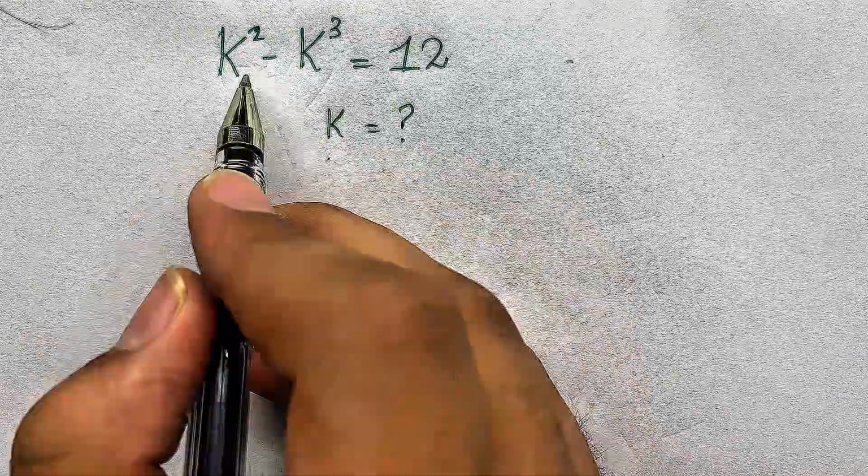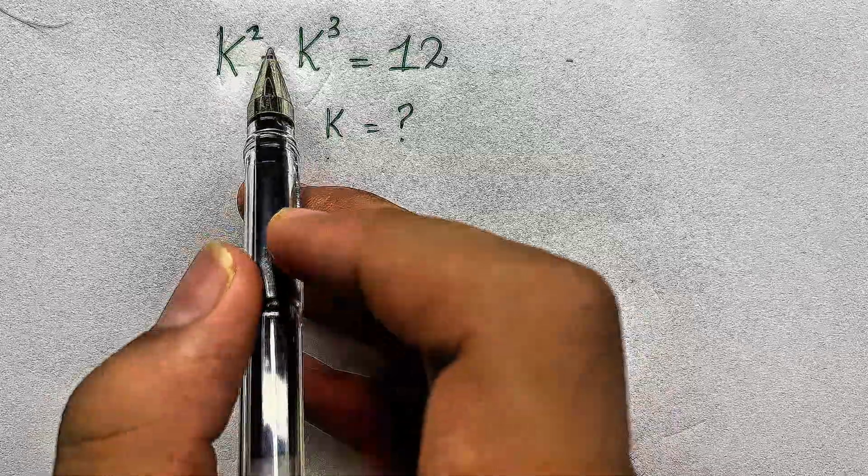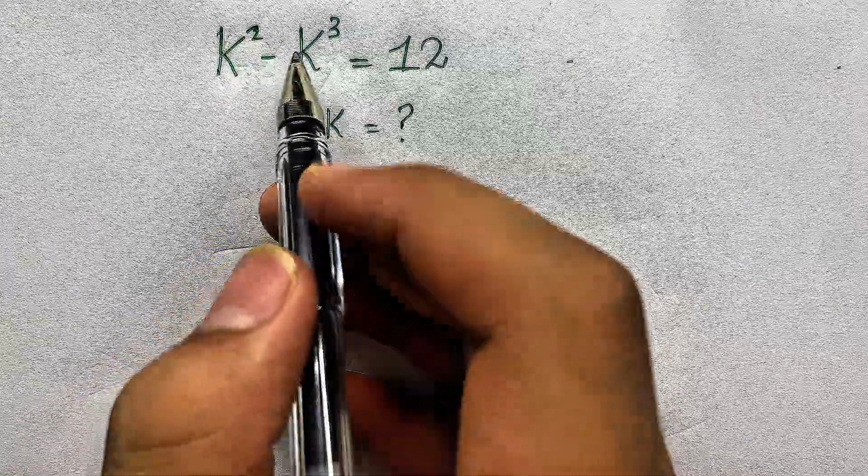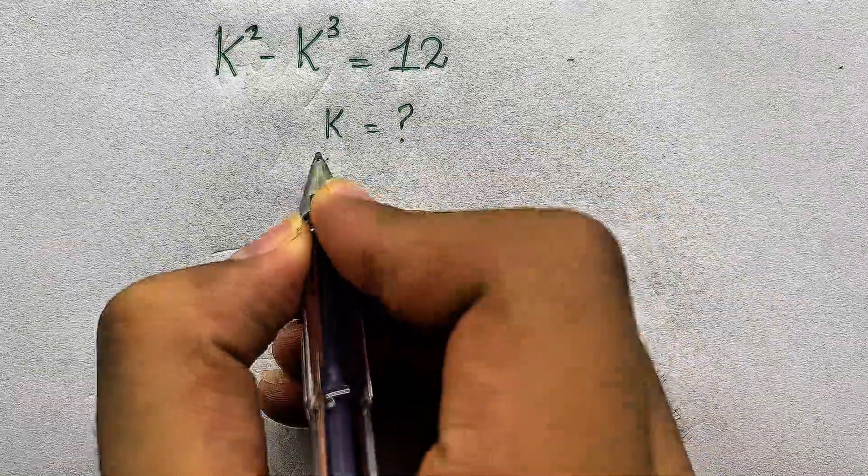In this question we solve k^2 - k^3 = 12. Now we are finding the value of k.